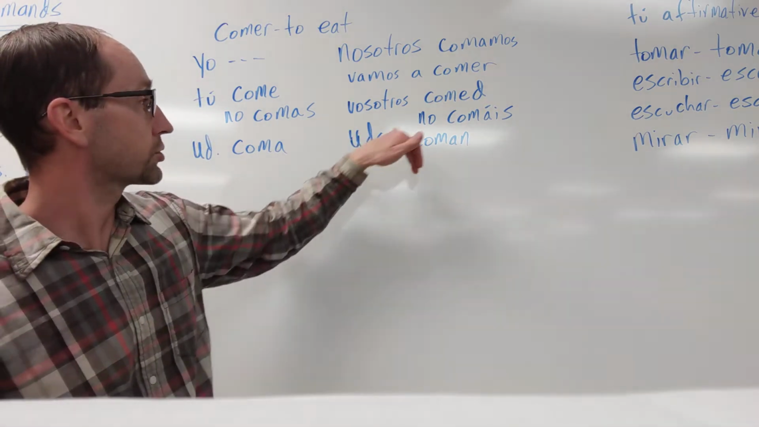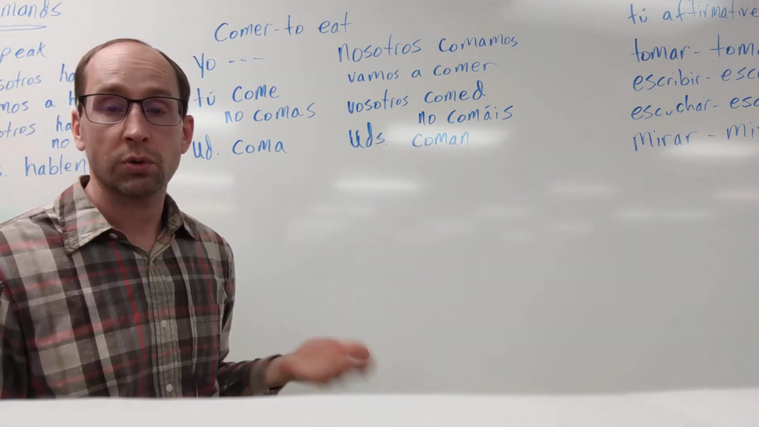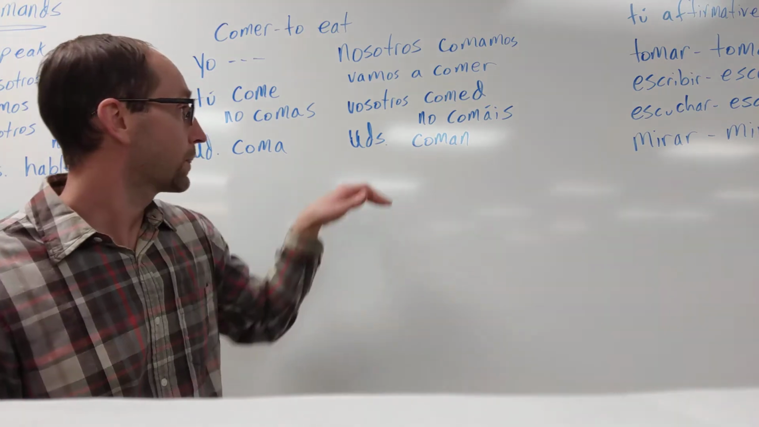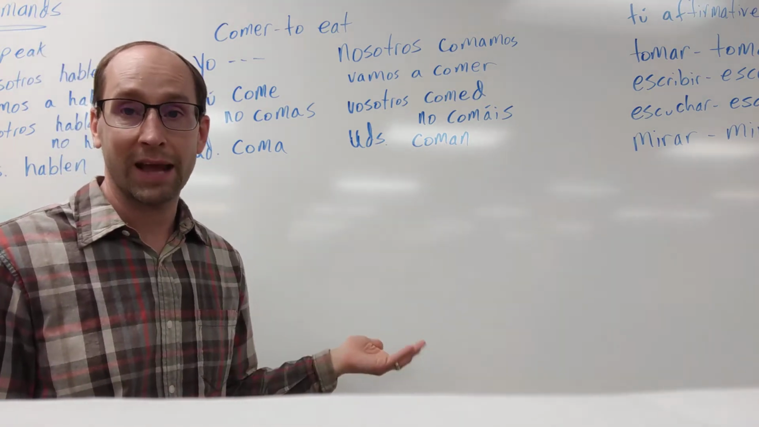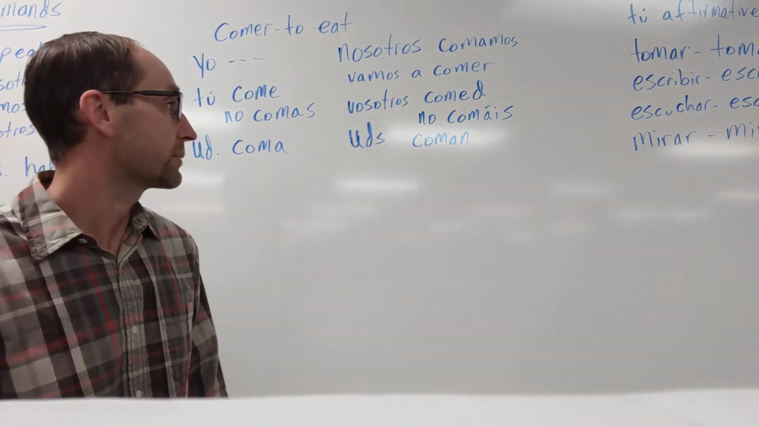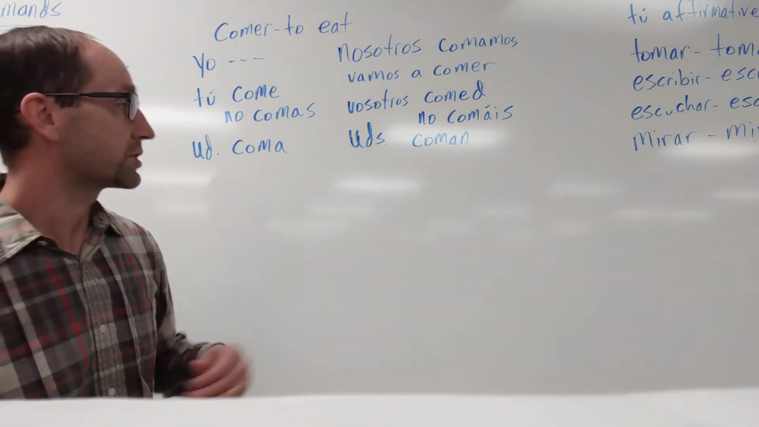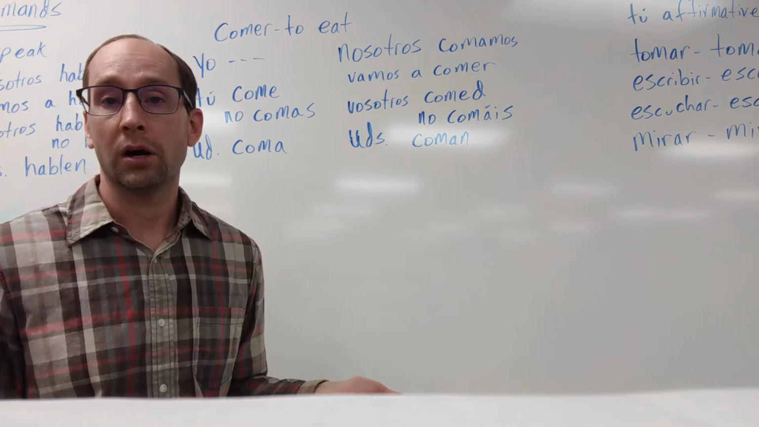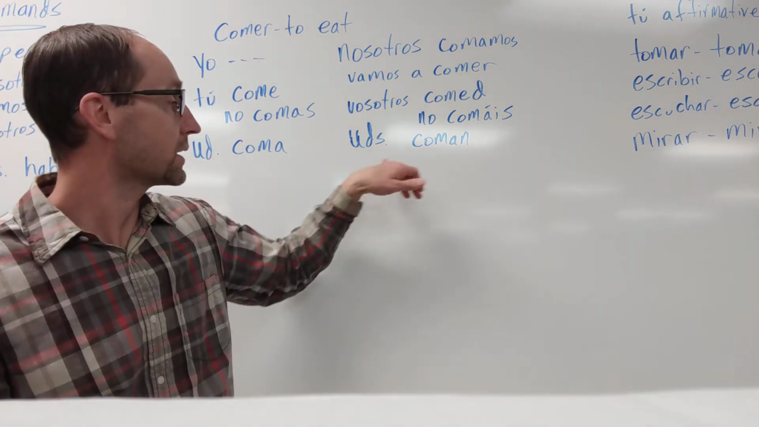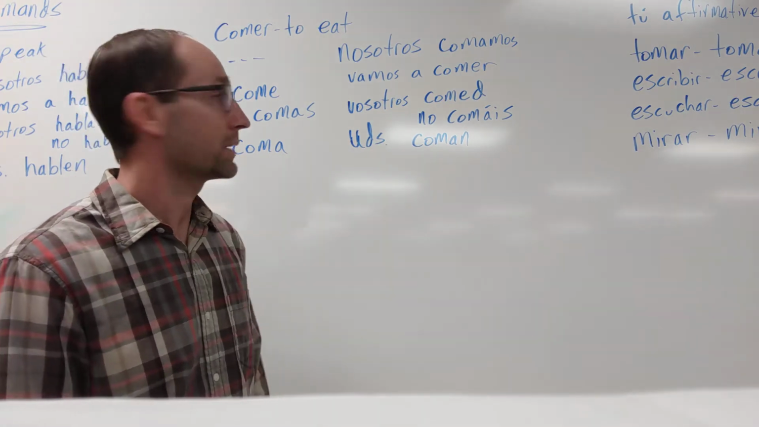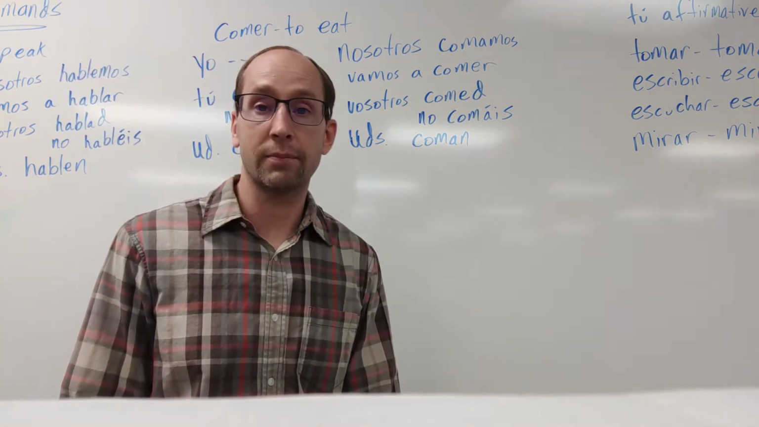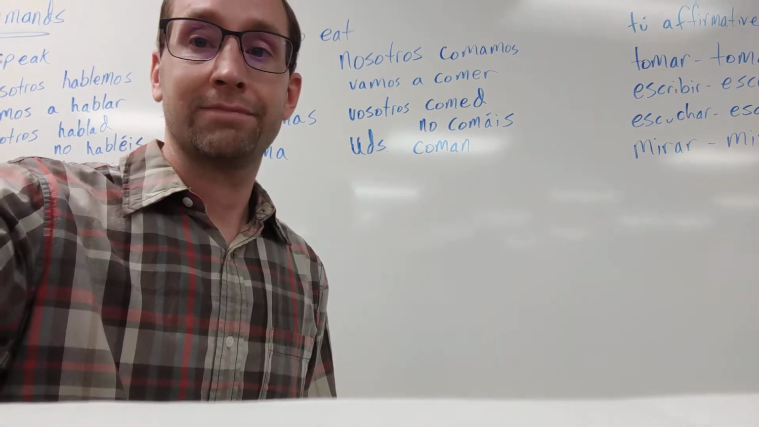And then again, vosotros comed. For this one we're going to drop the R, add a D. Or no comáis, y'all shouldn't eat. And it's got the opposite A with an accent, I-S ending, or the same as the subjunctive. And ustedes coman, y'all should eat, or not eat, no coman. So that's the ustedes command. An ER or an IR verb would have the same ending for that as well.